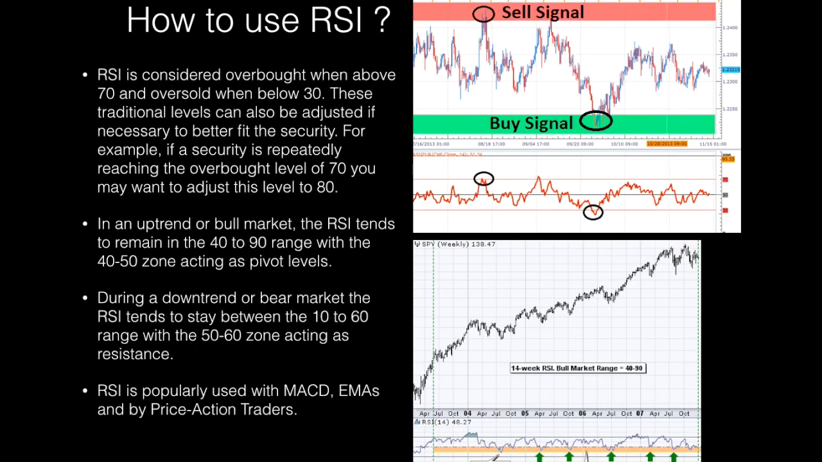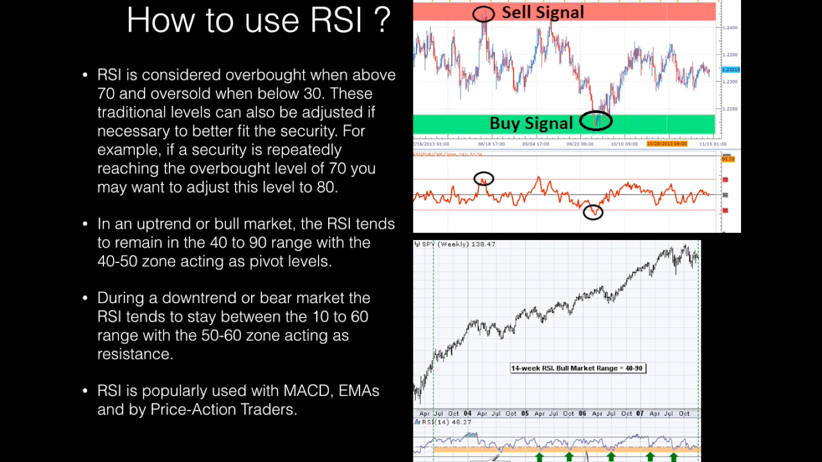So how to use RSI? RSI is considered overbought when above 70 and oversold when below 30. These traditional levels can also be adjusted if necessary to better fit the security. What we mean is there is no particular thumb rule as to what level of RSI should be considered overbought or oversold, but there are guidelines.